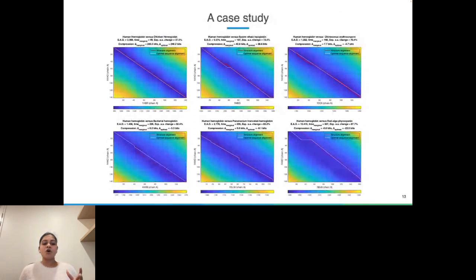Then we did a qualitative case study. Here, we compare the sequence of human hemoglobin with sequences of 6 other related proteins at varying levels of sequence divergence. But all of them are classified within the same globin-like fold in SCOPe. The expected distance measure presented here takes into account the alignment represented in white and all the other alignments weighted by their posterior probabilities.